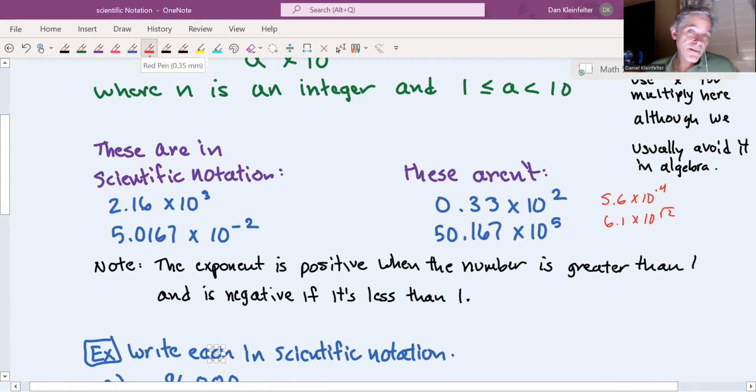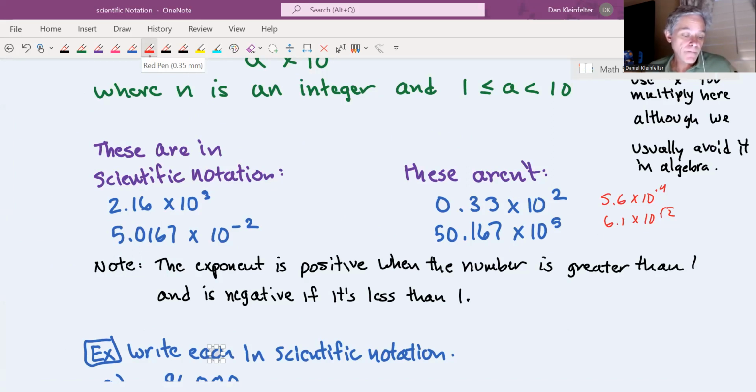Okay, when you're looking at a number in scientific notation, the exponent is a positive number when the number is greater than 1, and it's negative if the number is less than 1. So 2.16 times 10 to the third power is a number that is bigger than 1. 5.0167 times 10 raised to the minus 2 power is a number that is less than 1. When representing numbers that are big, like astronomical numbers, things like that, you're likely to see big positive exponents. Tiny numbers like molecules and atoms and whatnot would have negative exponents.